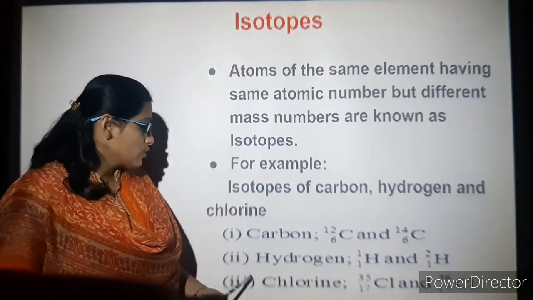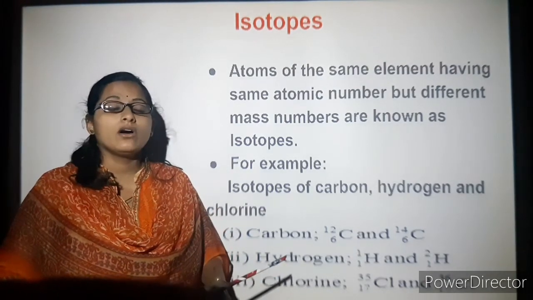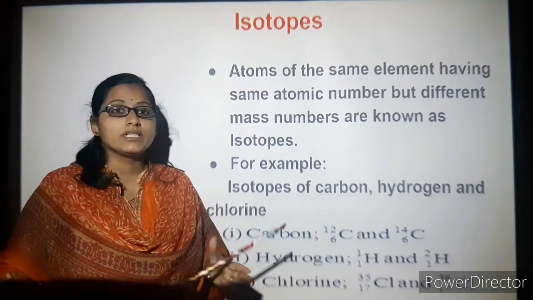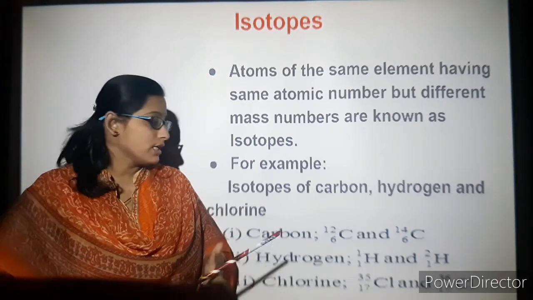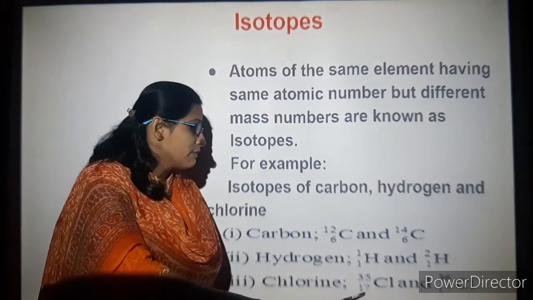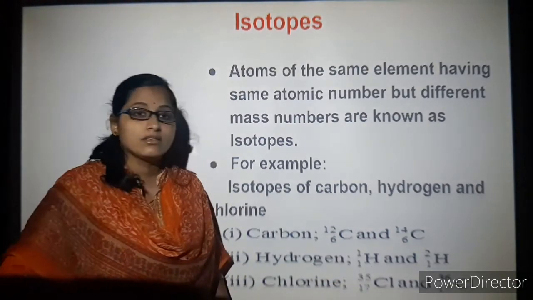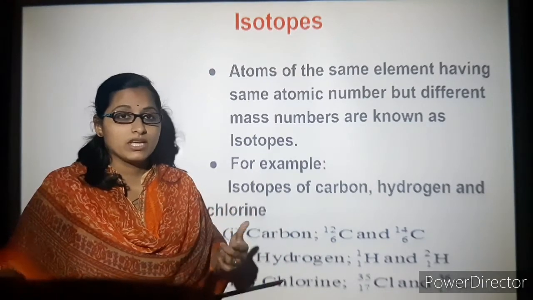So next, coming to chlorine. Chlorine's atomic number is 17 because the number of protons present in the nucleus is 17, and with the add-on neutrons, in the nucleus the mass number is 35. That's 17 plus 17, that is 34, but it doesn't always give a multiple of 2.